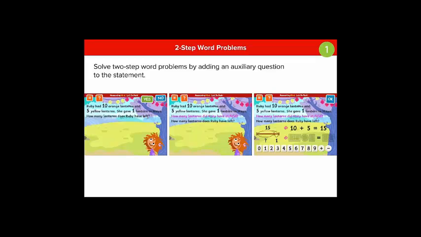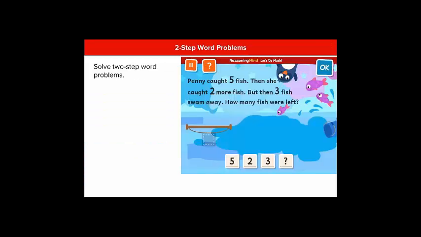And then finally, a two-step word problem. And so now I'll kind of take you through what the whole thing looks like. Penny caught 5 fish, then she caught 2 more fish, but 3 fish swam away. How many fish were left? So first, we show how many fish there were at first by dragging the number 5. Then we show how many she caught the second time by dragging the number 2.